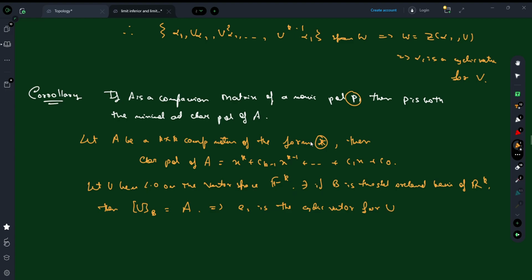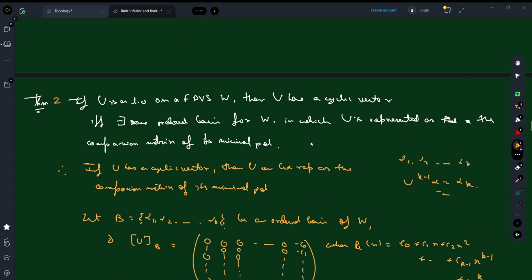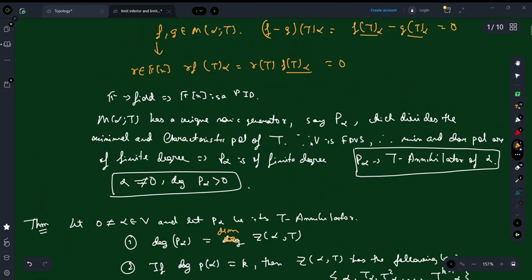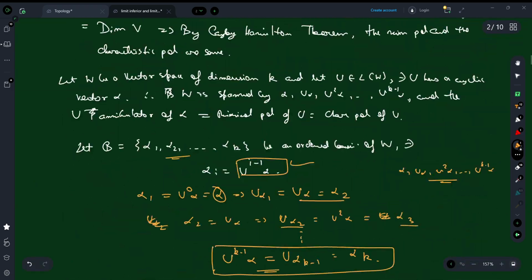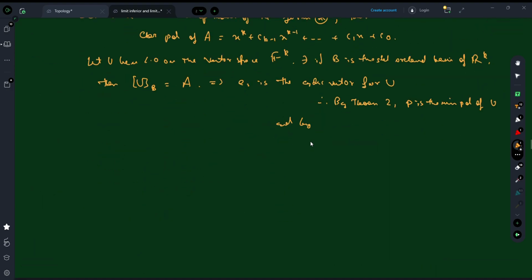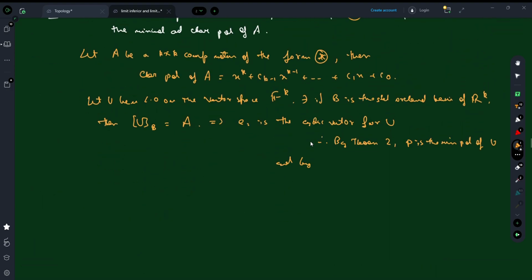Then use theorem 2. Therefore, by theorem 2, you can just validate each of these statements. Okay. Then by theorem 2, P is the minimal polynomial of U. And what do we get by theorem 1, or the previous theorem? Let this be theorem 2. And the first theorem we studied, where was it? Yeah, I guess this one. Let this be theorem 1. So from theorem 2 we get P to be the minimal polynomial. You can also conclude P is the minimal polynomial by theorem 1 itself.